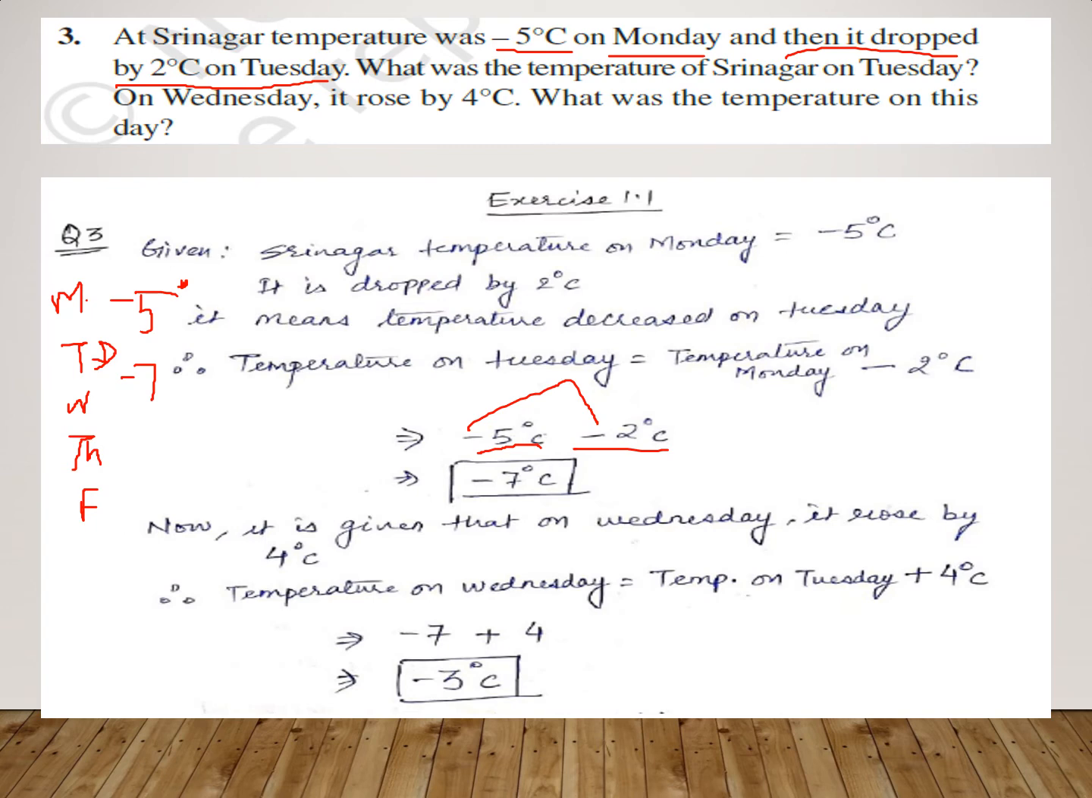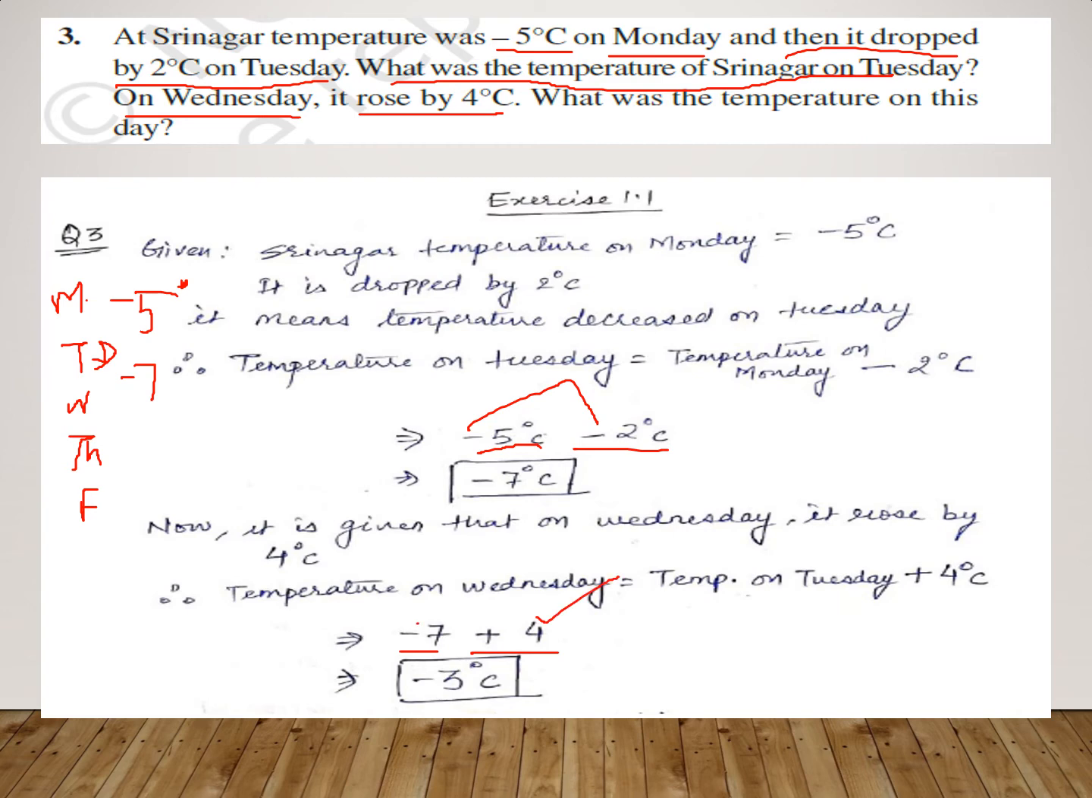Again they are asking, what was the temperature on Tuesday? That we have found as minus 7 degrees Celsius. On Wednesday, it rose by 4 degrees Celsius. So whatever the temperature was on Tuesday, on Wednesday what happened? It rose by 4 degrees Celsius. So we will take it as positive. So earlier we had minus 7. Here it is. And it rose by 4. So we show it by a plus sign.